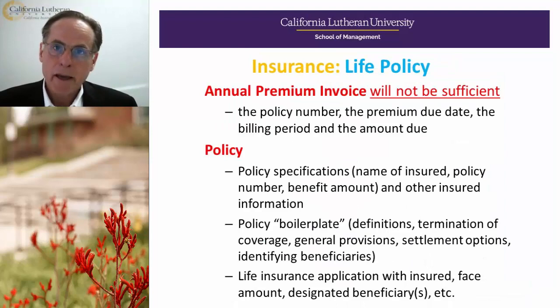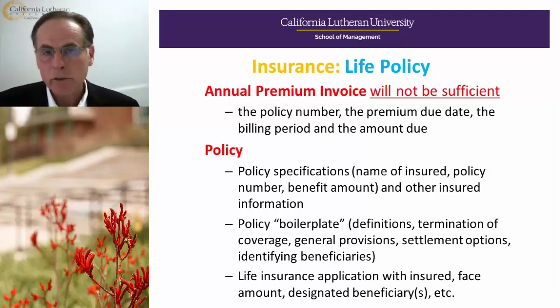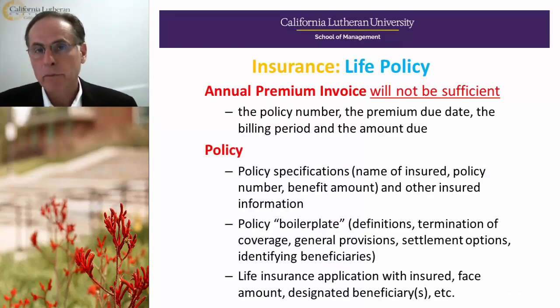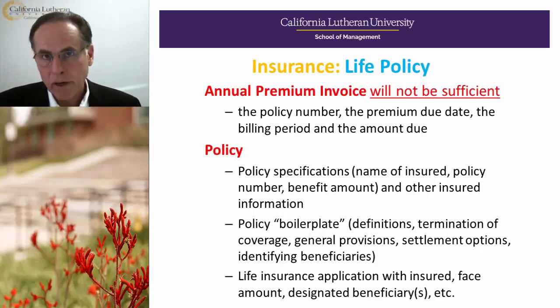So up to here, we're looking at most of the P&C. I can get the declaration page or possibly even the renewal to give me what I need. But that's not the case with life policies, because in the annual premium invoice for a life policy, I'm only getting the policy number, the premium date, the billing period, the amount due. And you need a lot more than that.